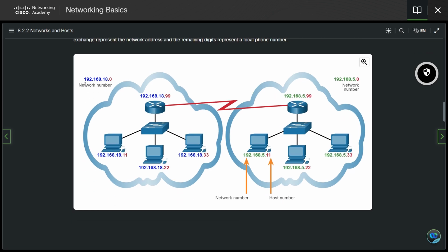And we can see a router and switch, three PCs, the network number in blue, the network number in green, and the host number in red.